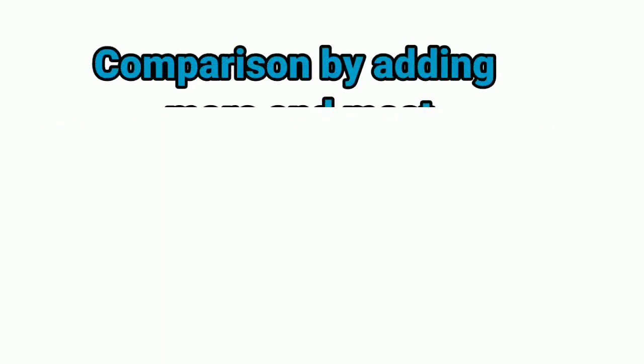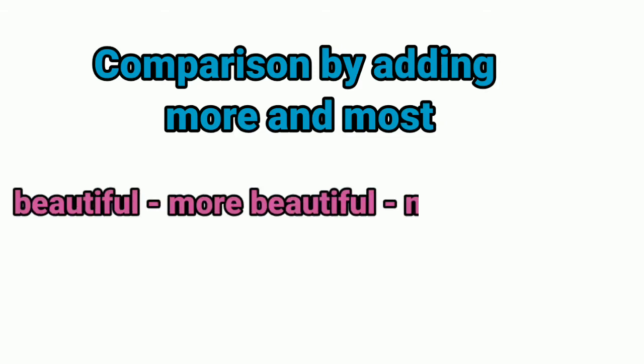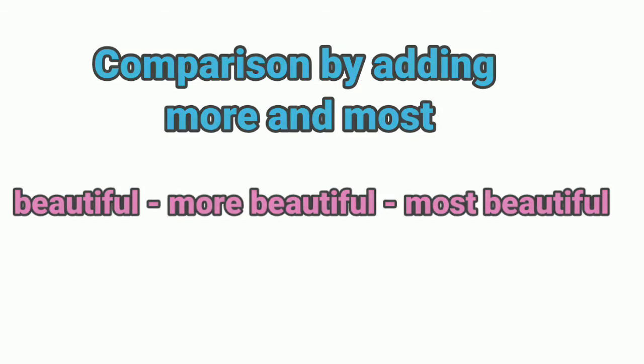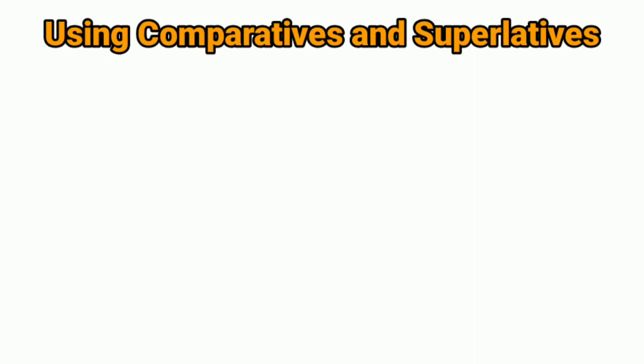Comparison by adding more and most. Adjectives that have three or more syllables usually need more and most to form their comparatives and superlatives. For example, beautiful, more beautiful, most beautiful. Now next is using comparatives and superlatives.